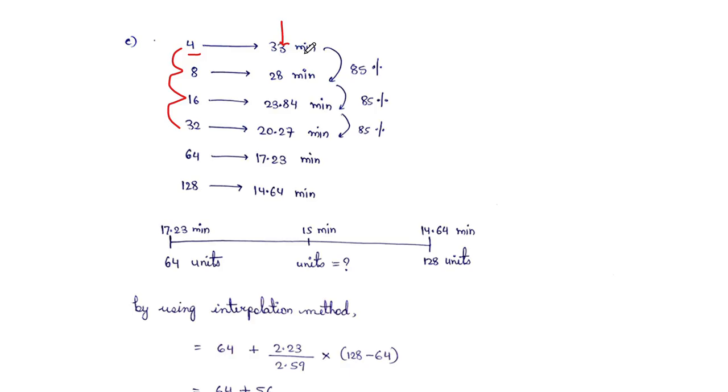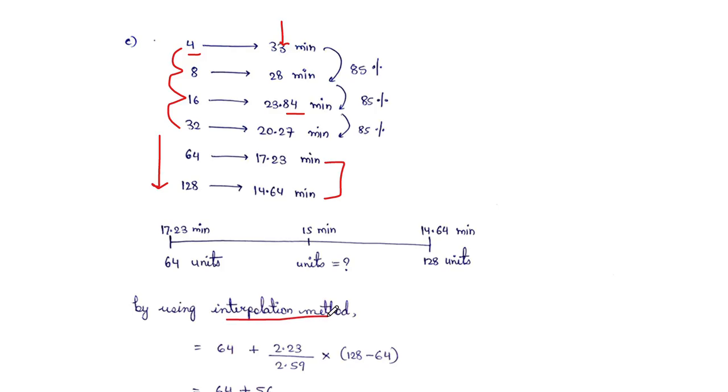For 8 units time taken is 85% of 33, which is 28 minutes. For 16 units, 85% of 28 minutes, which is 23.84 minutes. For 32 units, time taken is 20.27, which is 85% of 23.84 minutes. In this manner, we will calculate up to 128 units. Why? Because we need to find the total units produced for 15 minutes. So 15 minutes will come in between 64 and 128 units.